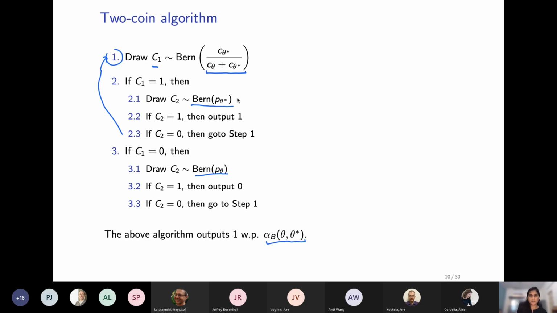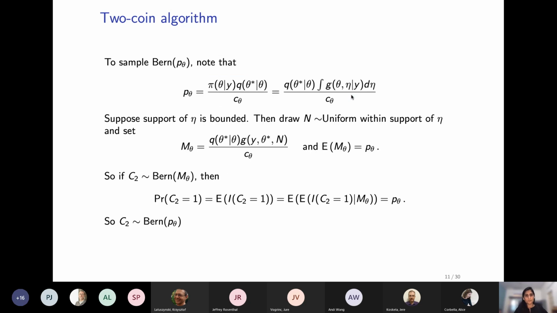The only sticky part here is these two steps, step 2.1 and 3.1, which say we want to generate coins with probability of success P star, but I know P theta is nothing but pi q divided by C theta, and I know I can't evaluate this pi. But there are many situations where that can actually be done reasonably, and I'll show you an example of how, just to put your mind at ease.